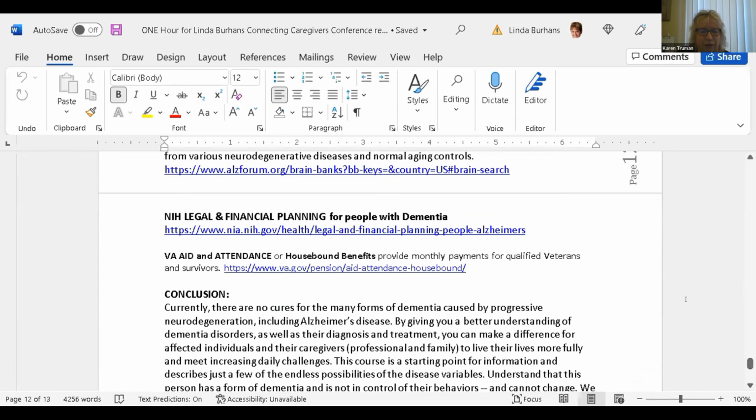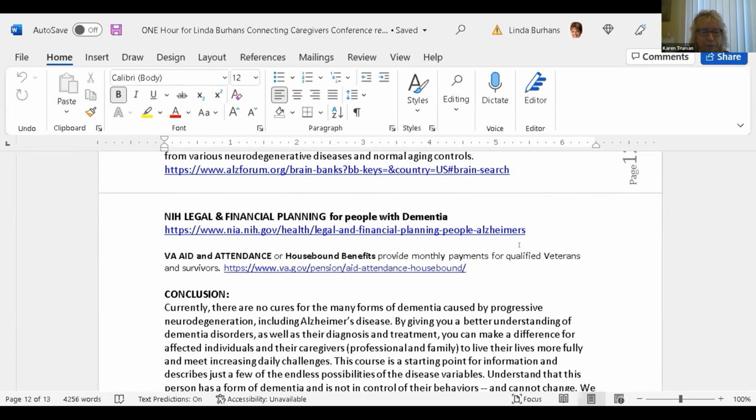Okay. I know you listened to Sean the other day, but this is also through the NIH, the National Institutes of Health. They have legal and financial planning for people with dementia. There's a beautiful planning guide that you can download or you can order from them. So just go to the NIH and type in legal and financial planning, and it should pop right up for you.